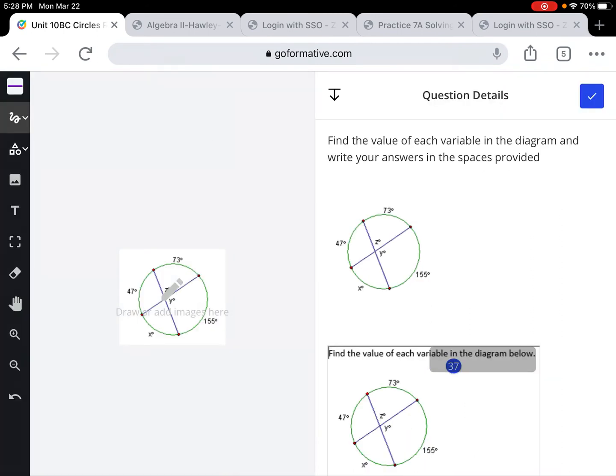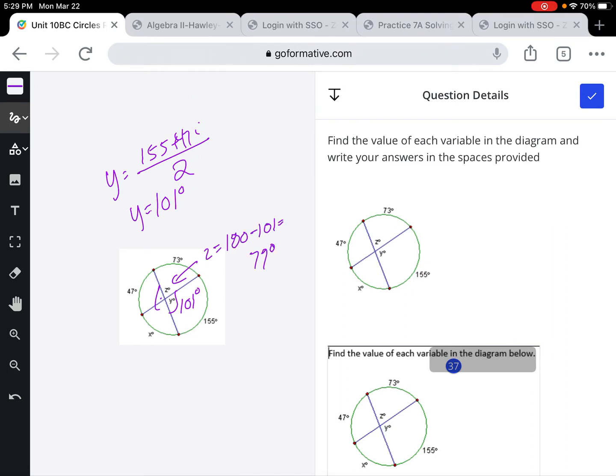For this one, similar to the previous one, I know y is equal to 155 plus 47 divided by 2, which is 101. Okay, if I know that's 101, I know z is going to be 180 minus 101, which is going to be 79 degrees.